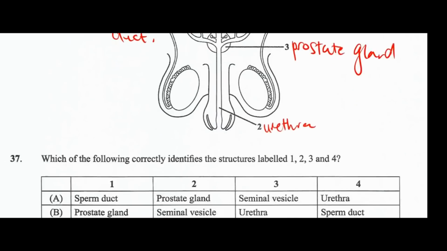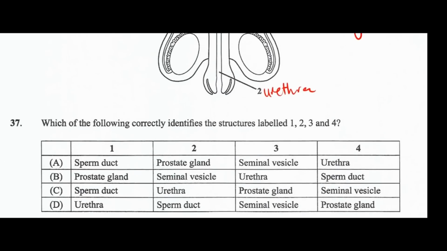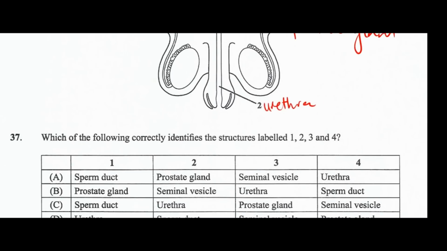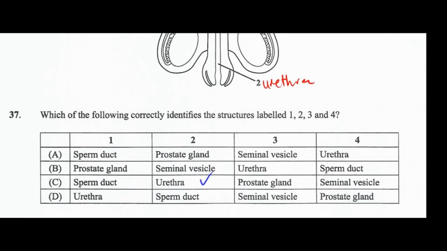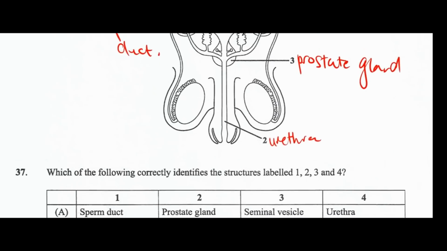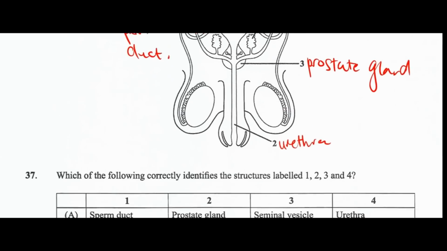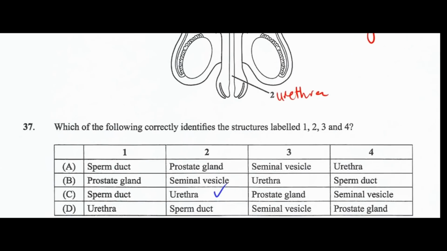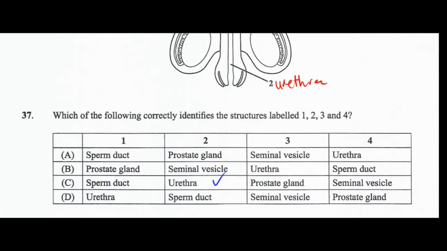But let's see, 1, 2, 3. I'm definitely sure about 2, so I want to look for the urethra first. It's right here and nowhere else. I really don't have anywhere else to look, but I can check the rest. Number 3 is the prostate gland, as I said. Number 1 is the sperm duct. And number 4 is the seminal vesicle. So I was correct on all 4. So, sperm duct.